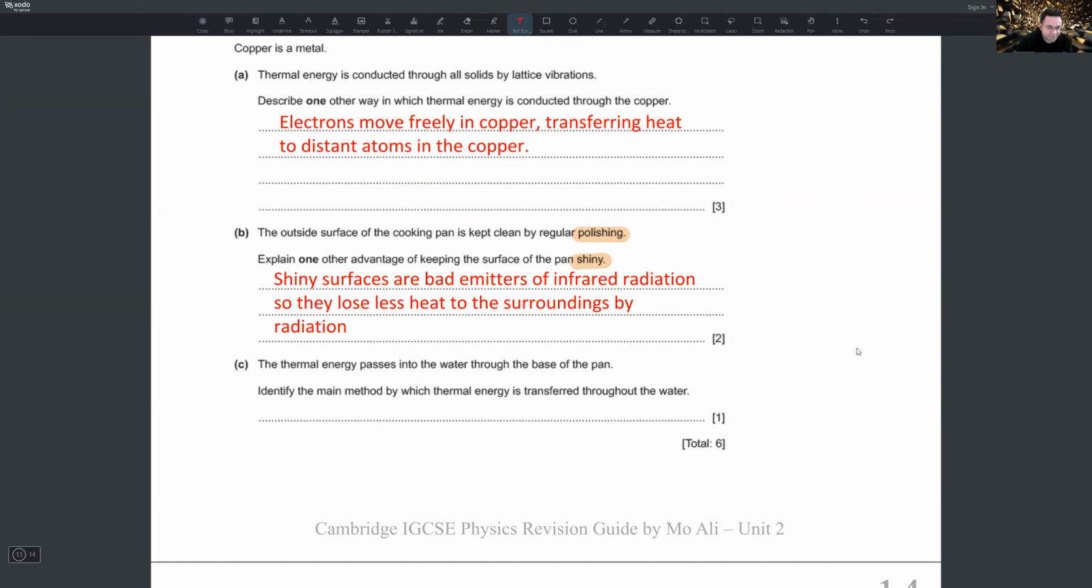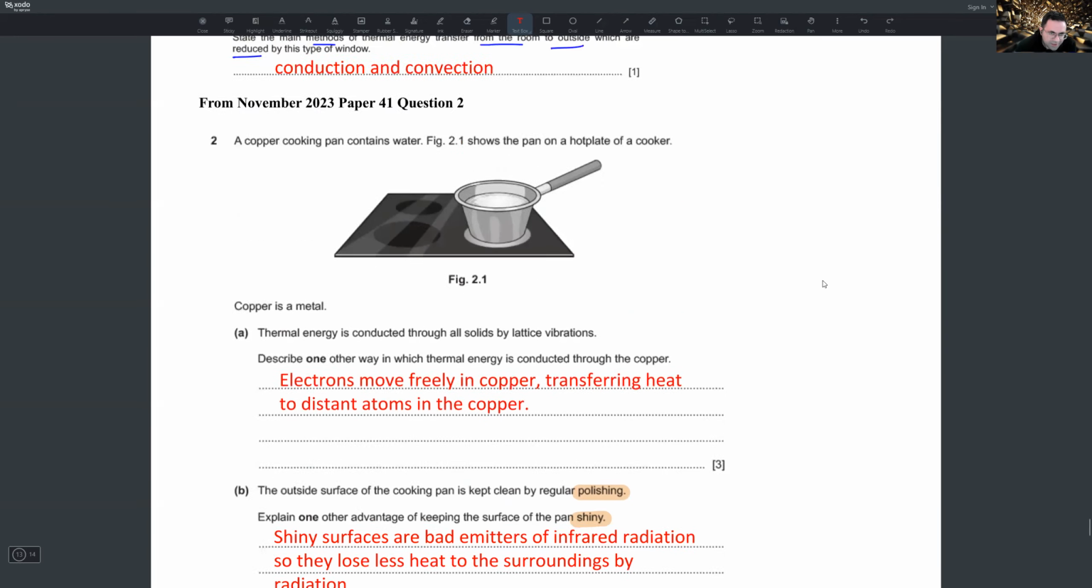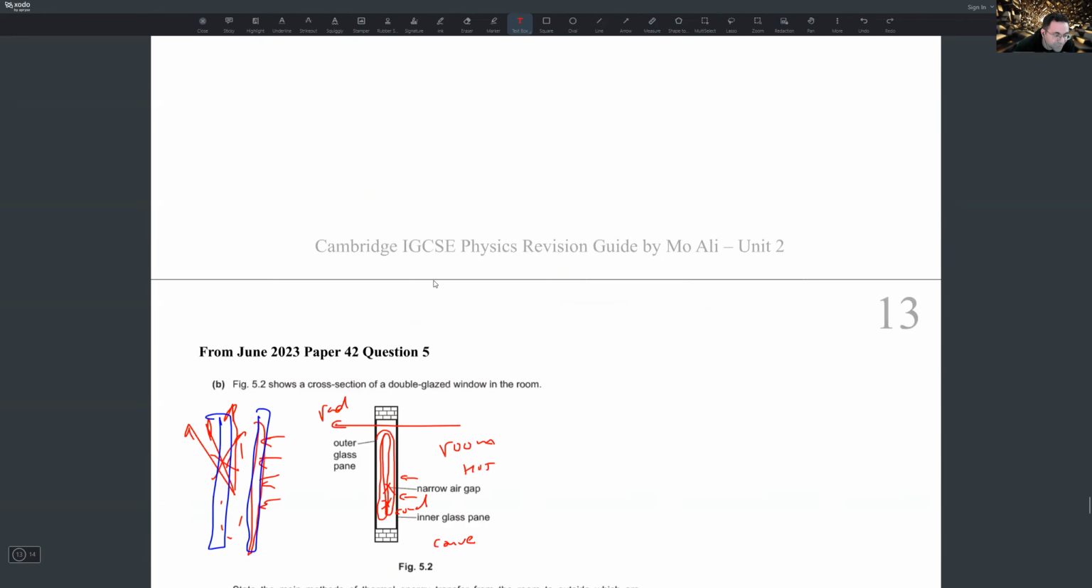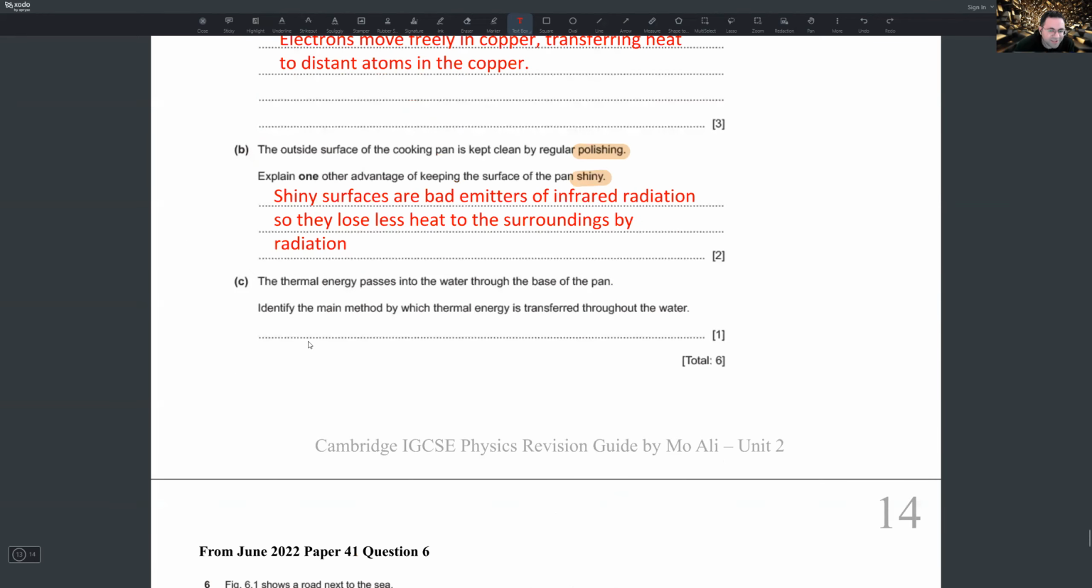Thermal energy passes into the water through the base of the pan. It passes through the base of the pan, what we talked about here. Identify the main method by which thermal energy is transferred. Look at the language: throughout the water. Not from the pan to the water, but through the water itself. What is the method that transfers through the water? Convection.